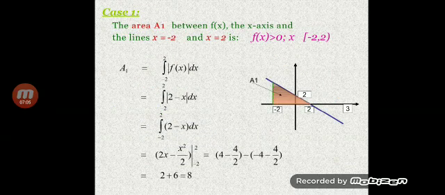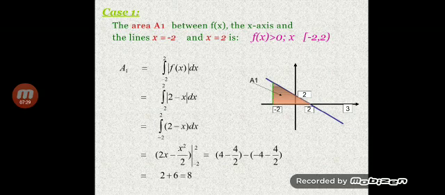Let's go for the first case, area A1. What do they want? The x-axis, the lines x is equal to minus 2 to 2, upper side, therefore it is positive. Minus 2 to 2 f of x, 2 minus x. What is the integration of constant 2? It is 2x minus integration of x square upon 2 over the limits minus 2 to 2.